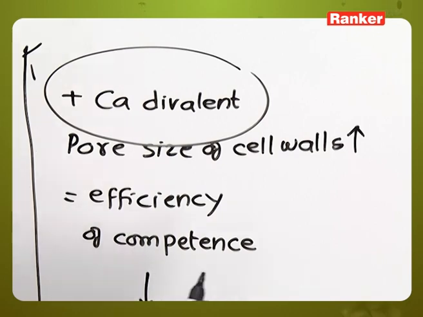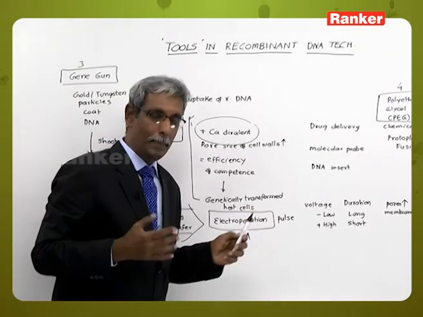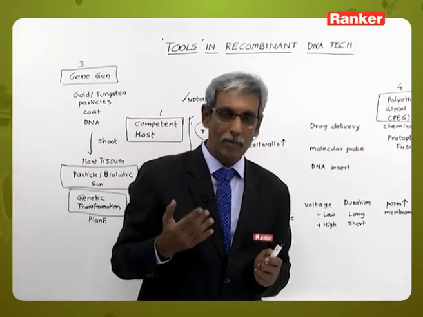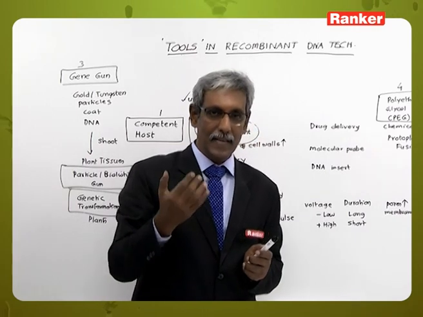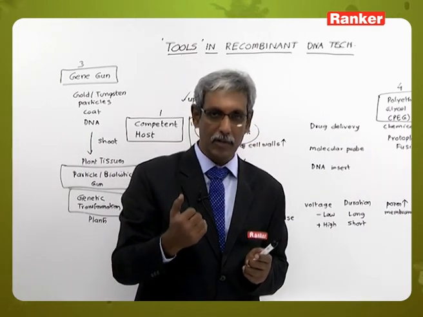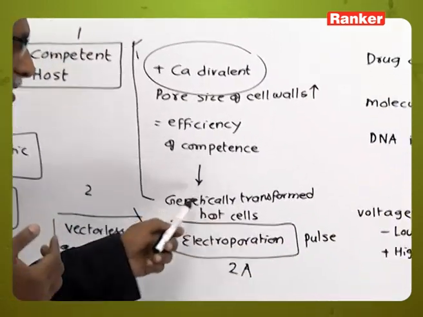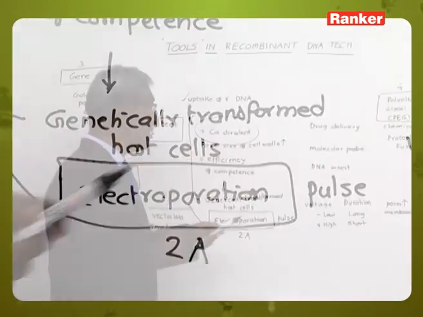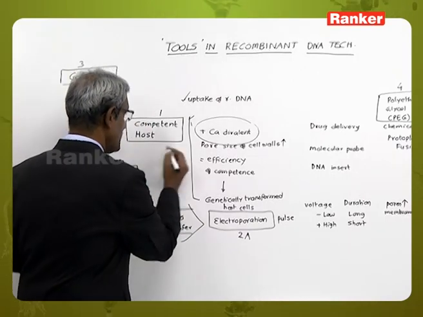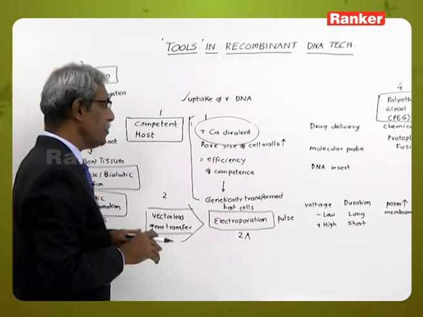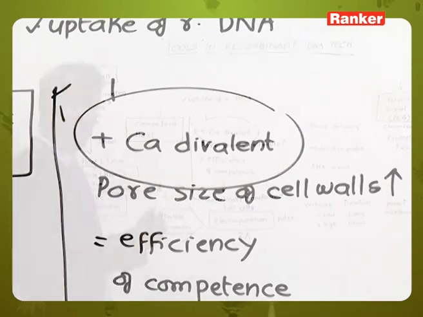Thereby, you will find that a bacterial cell, after it becomes competent, we say it has taken up the foreign DNA of interest or the foreign gene of interest, and the host cell is said to be genetically transformed. So, one method for making the cell competent is by using calcium divalent ions.